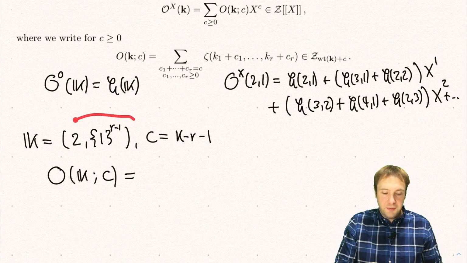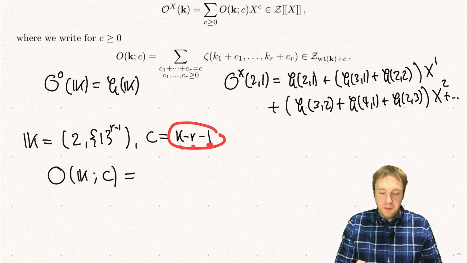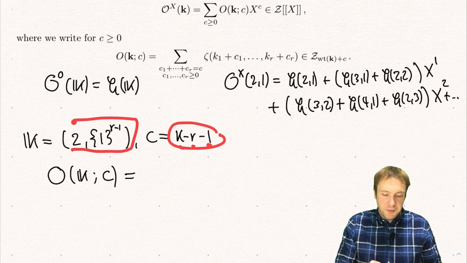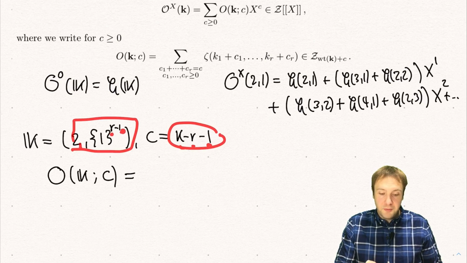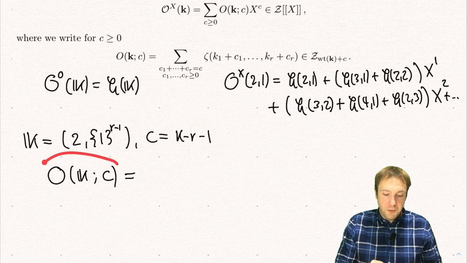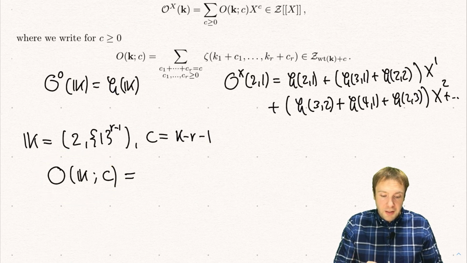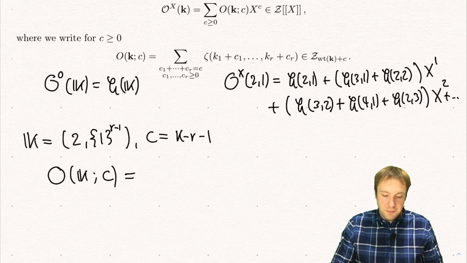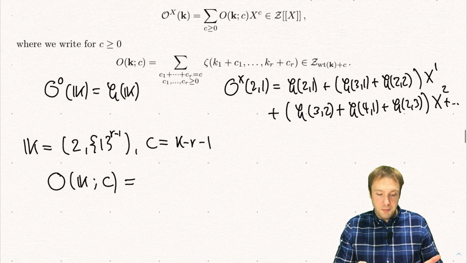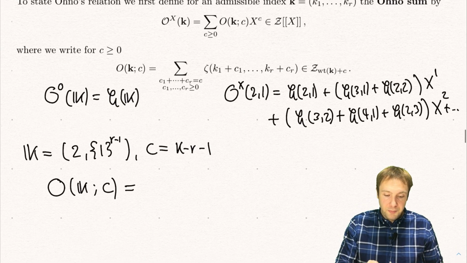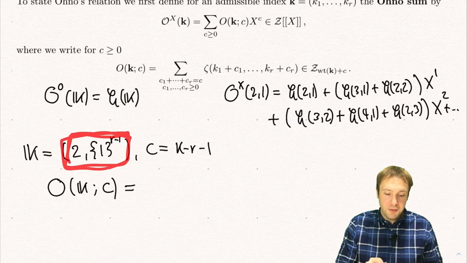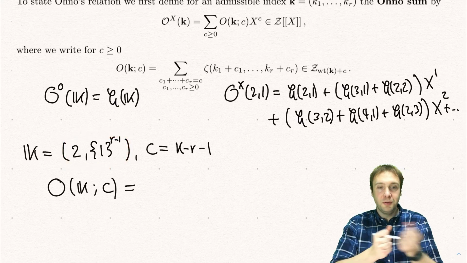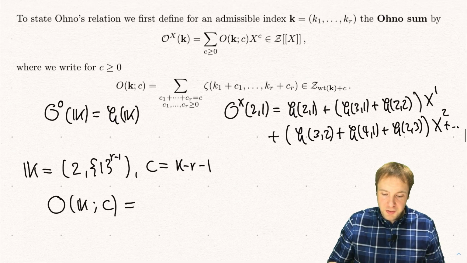So the question is, if I take this index here, 2, 1, 1, 1, 1, and now I can add the weight k minus r minus 1. So the total weight, so this has weight 2 plus r minus 1, so it's r plus 1. And if I add k minus r minus 1, then the total weight of this is weight k. And what this is actually, it's the sum of all admissible indices in weight k, because here this is somehow the smallest admissible index, and I add all possible weight such that I end up in weight k.